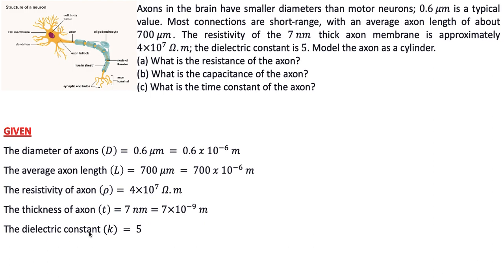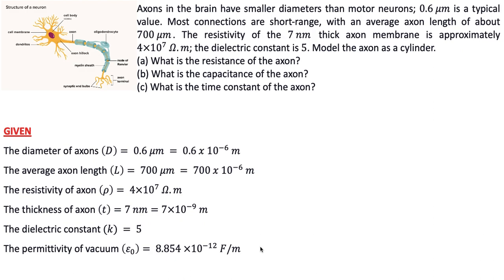The dielectric constant K equals 5. The permittivity of vacuum, epsilon naught, equals 8.854 times 10 to the negative 12 farads per meter.